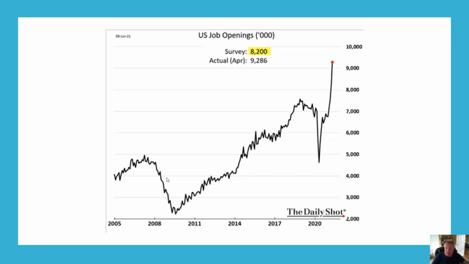The good news is the job openings in the country right now, just about 9,286 open jobs. The survey said that there was going to be 8,002, so that's a surprise. But take a look at how many openings there are. There's a lot of job openings. But when you see that population, 25 to 54, prime working age, is staying the same, there's not going to be enough. And that's what's leading to the inflation.